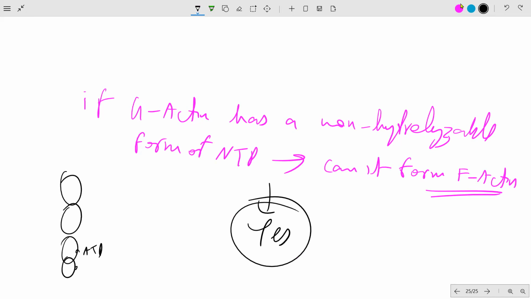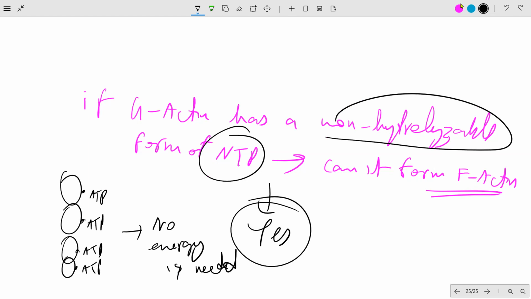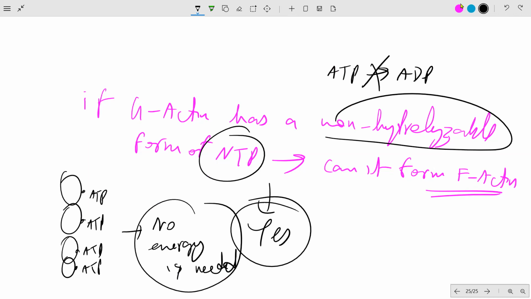यहाँ पे ATP है. That means ATP is not hydrolyzed, but still polymerization takes place. This shows that no energy is needed from ATP. Energy is not required. This shows that for the polymerization reaction, no energy is needed. क्योंकि ATP does not hydrolyze. We have a non-hydrolyzable form. ATP cannot be converted to ADP. ये reaction हो ही नहीं रही यहाँ पे. But still polymerization is taking place. That means this shows no energy is needed.